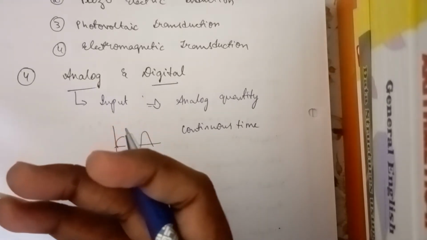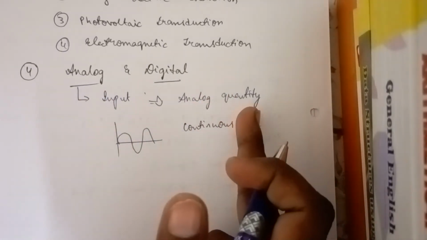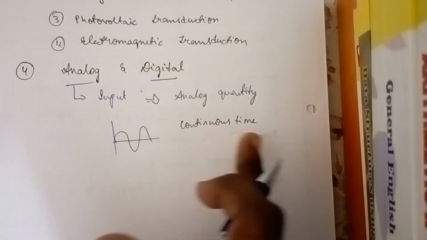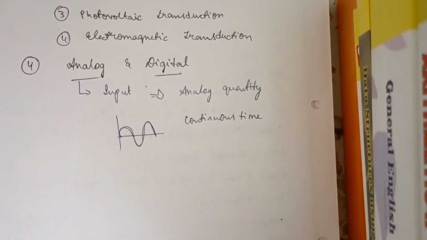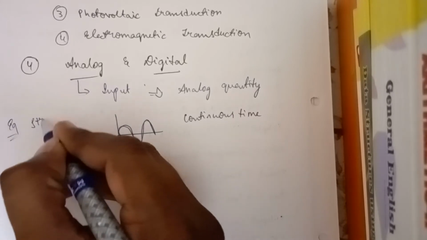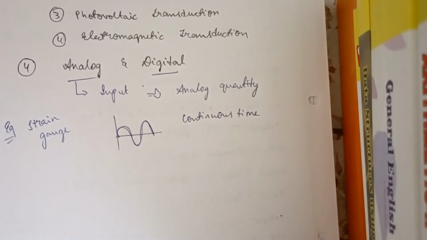Whatever the physical quantity input is, we get the output as an analog quantity with respect to time, with respect to continuous time. Analog means it is in the continuous time domain. Examples we can consider: a strain gauge. So the strain gauge is one of the best examples of an analog transducer.